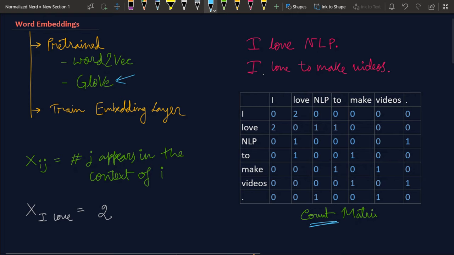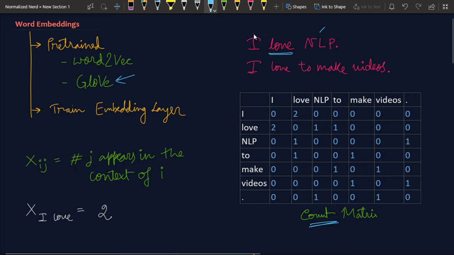To build the count matrix, I'm gonna be taking a window size of 1, and this count matrix is actually a counter for the context words. For example, we are gonna increase the count whenever we find one word in the context of the other. So to compute the count matrix, suppose at a general instance I have this word in the middle, and on the right I'm taking one word, and on the left I'm taking one word.